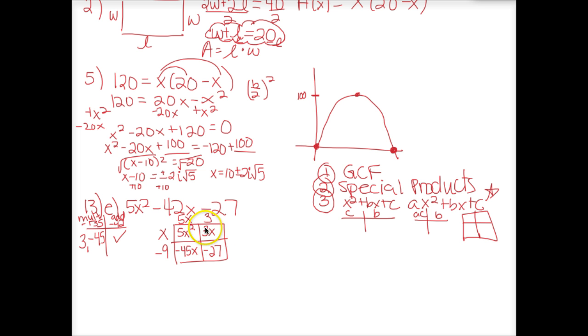Do not take out a negative. You only take out negatives if the linear term is negative, meaning the one with the x attached. So this tells me that x minus 9 times 5x plus 3 is my correct factorization. Do not skip the check step. FOIL it back out to make sure that it works.